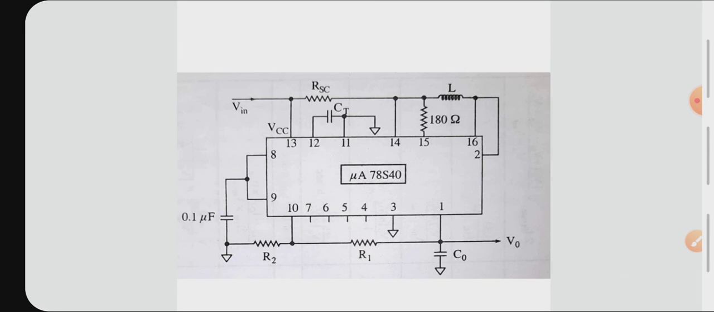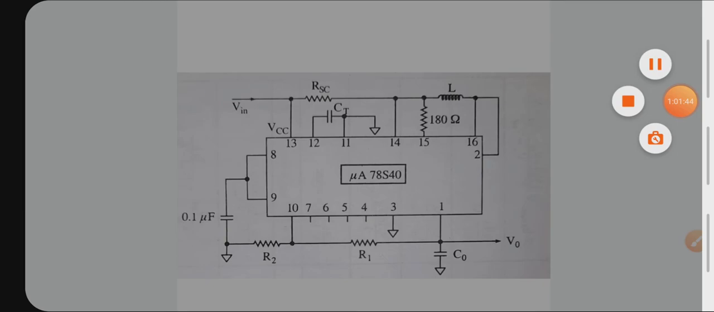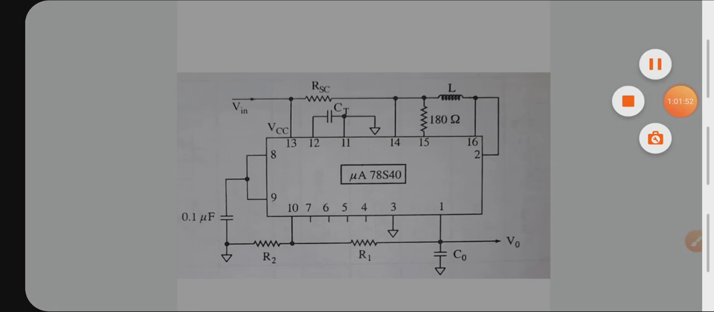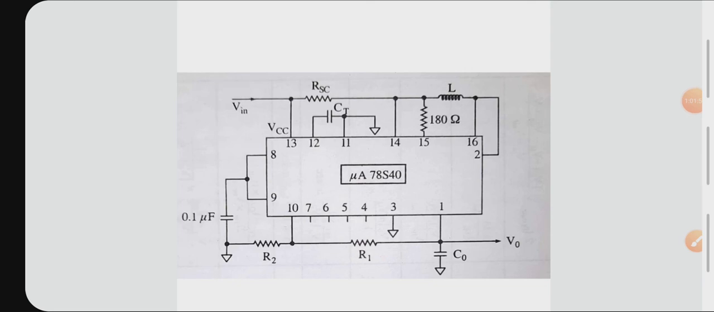So this is what about the design of power supply. We have discussed the fixed power supply using 78 series, 79 series, 3 terminal voltage regulators. Then variable power supply using 317, 337 voltage regulators. SMPS, that means switched mode power supply design using IC 78S40. So up to this video, that's all from this side.